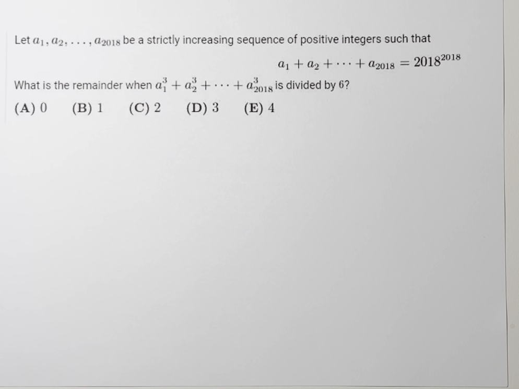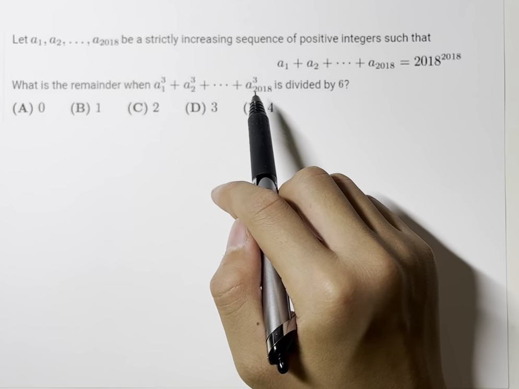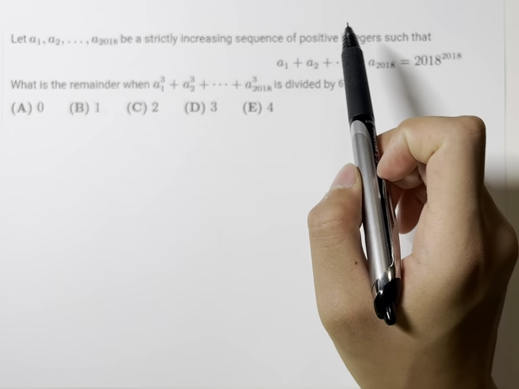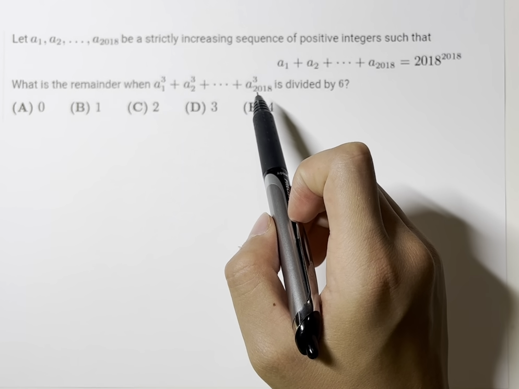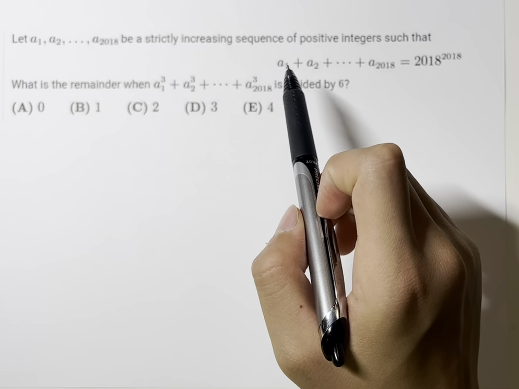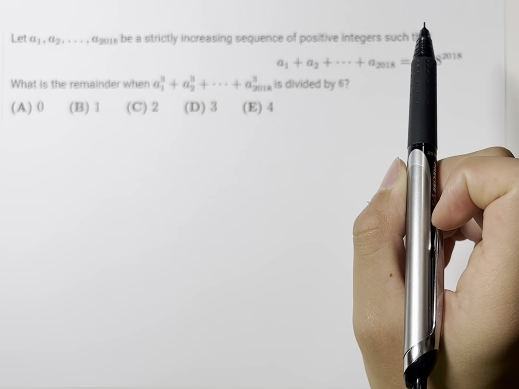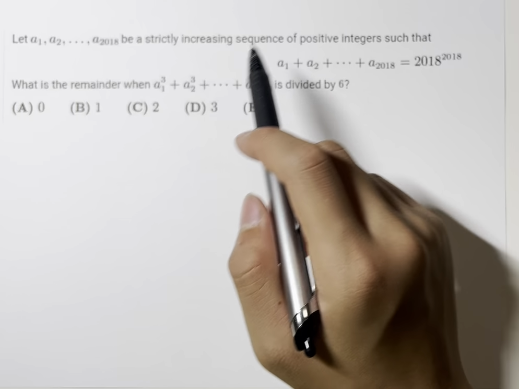So you might be stumped because we are only given the sum of A1 all the way to A2018. It's asking for the sum of all the cubes of these. So you might be wondering, do we have to use a sum of cubes formula? Well, no. You see, it's only asking for the remainder. And when it's asking for the remainder, you should definitely think of congruence modulo. But then, how do we apply congruence modulo here? Perhaps we could find a relationship between A1 and A1 cubed.